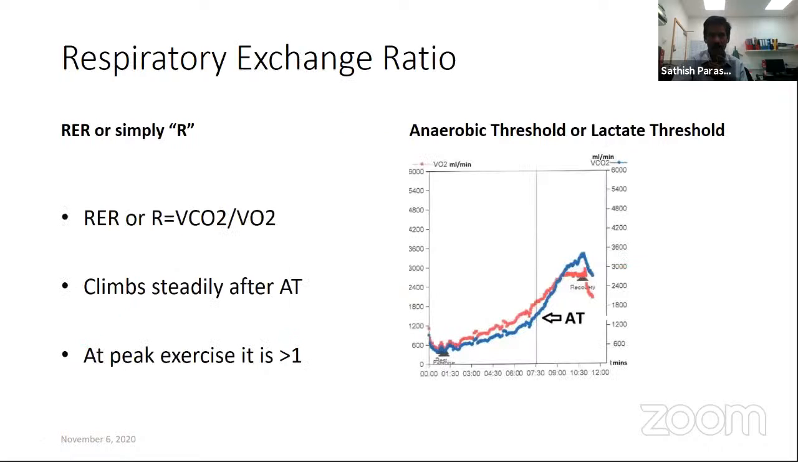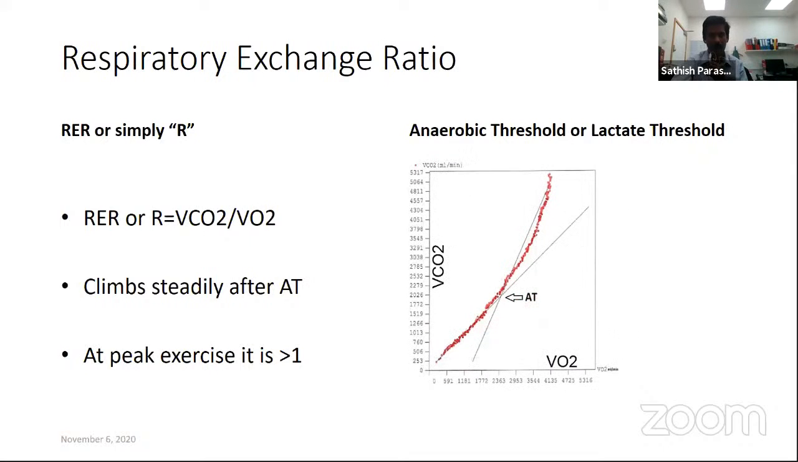As I said, the respiratory exchange ratio is nothing but the ratio of the carbon dioxide produced to the oxygen consumption. It is always less than 1 throughout the exercise, and towards the peak it is more than 1. The carbon dioxide production exceeds the oxygen consumption. And you know when the respiratory exchange ratio is more than 1.1 that this patient has done an adequate test. This is an advantage compared to our routine exercise test, where we don't exactly know whether the patient has reached peak exercise or not.